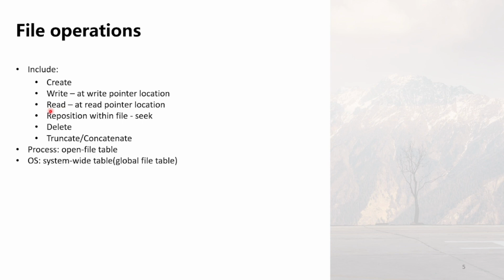Write and read operations are also common in file operating. The write pointer indicates where in the file the system will begin to write data. This can occur at a specific location within the file. Similarly, the read operation occurs at the position of the read pointer. When we read data from a file, the system starts at the position indicated by the read pointer.